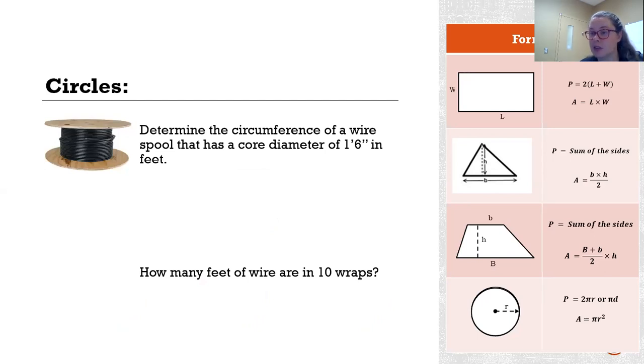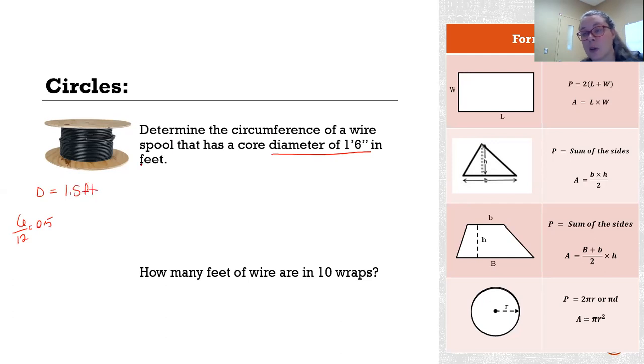So we're going to do just a couple of easy questions. We're going to determine the circumference of a wire spool that has a core diameter of 1 foot 6 inches, in feet. So the first thing I notice when we want to find the circumference, diameter is 1 foot 6 inch, and I want feet at the end. So let's take our diameter and convert it to feet. So diameter is going to be equal to 1 foot 6 inches. So 6 over 12, that's 0.5. So we have 1.5 feet.